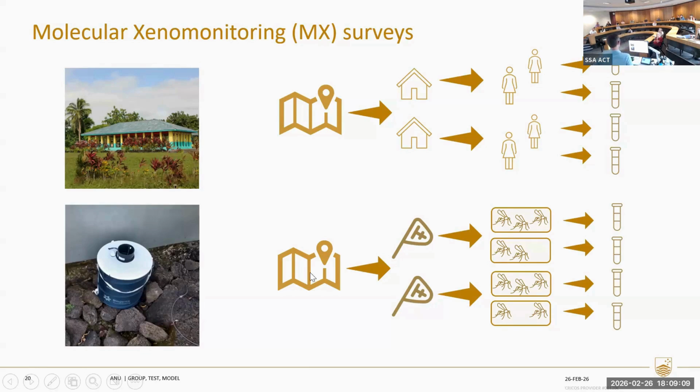The differences for these molecular xenomonitoring surveys: there's one key difference. Instead of enrolling people in households, you trap mosquitoes. There's no consent involved, so that makes it much easier. And second, we don't care which mosquitoes are infected, just which house they came from. And so we match them up with pools and test them.